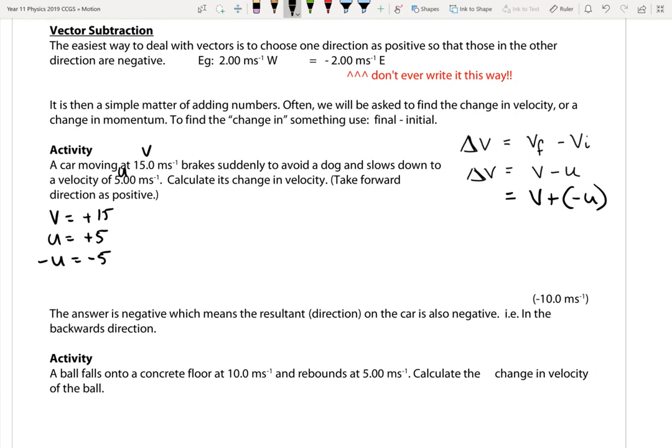Okay? This is the correct maths. The change in velocity is 10 meters backwards, but you can't just write 10 meters backwards. You've got to show some mathematics. You've got to show some logic. So we'll say our delta V is V take U.